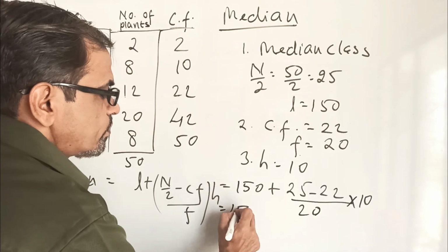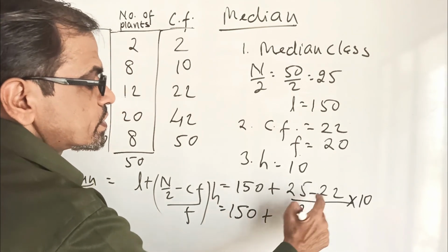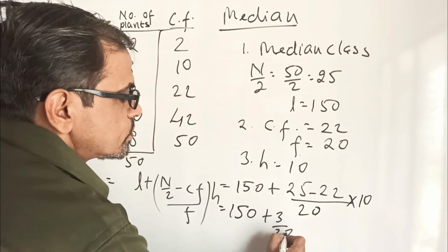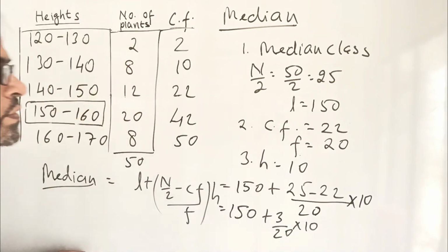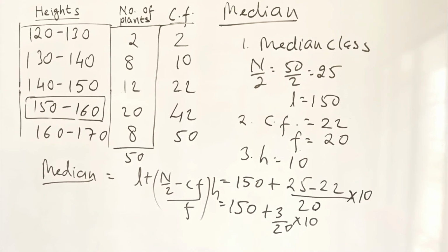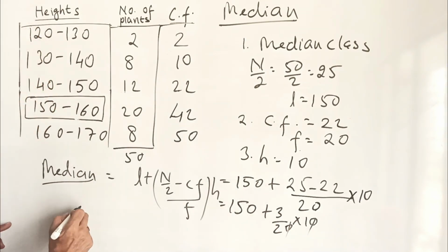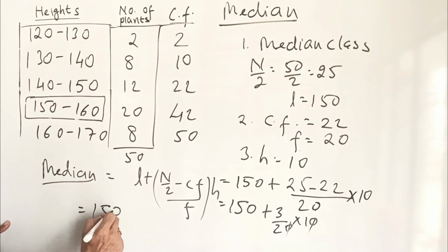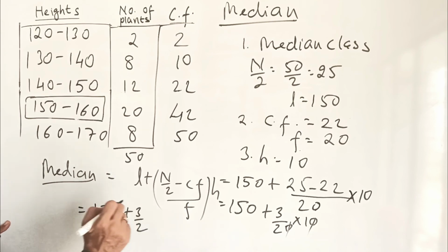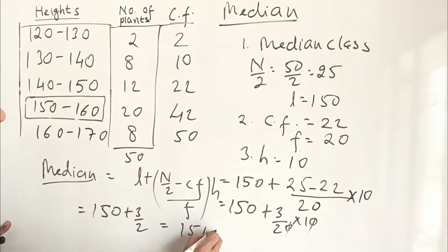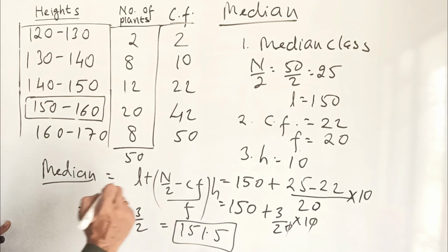So this will be 150 plus, 25 minus 22 is 3, upon 20 into 10. 3 upon 20 into H, so this will be cancelled. Finally it will be 150 plus 3 upon 2, means 1.5, which means 151.5 is the median. Okay student.